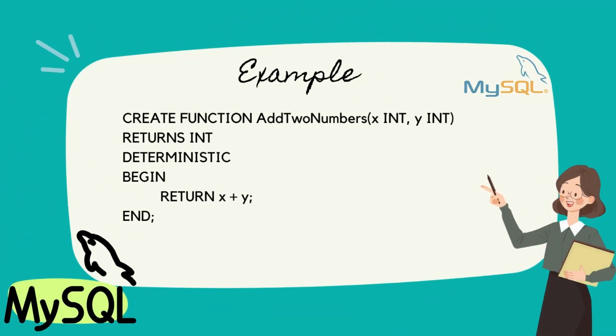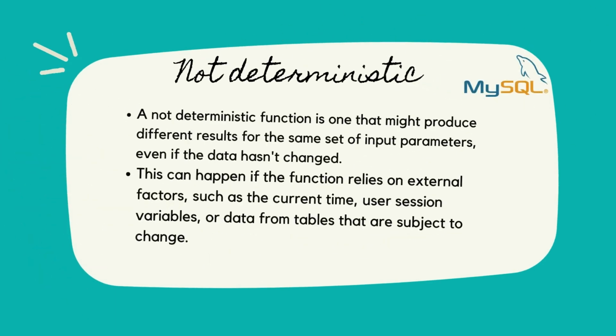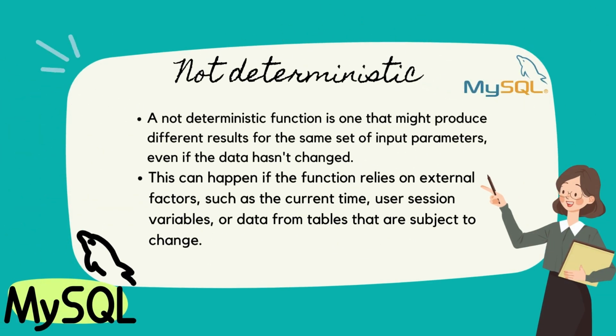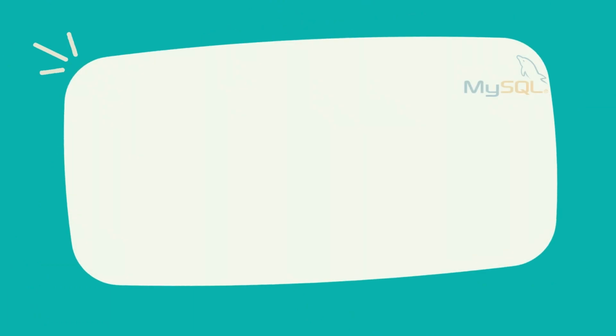We will try it practically, but before that let's understand what is not deterministic function? A not deterministic function is one that might produce different results for the same set of input parameters, even if the data hasn't changed. This can happen if the function relies on external factors, such as the current time, user session variables, or data from tables that are subject to change.